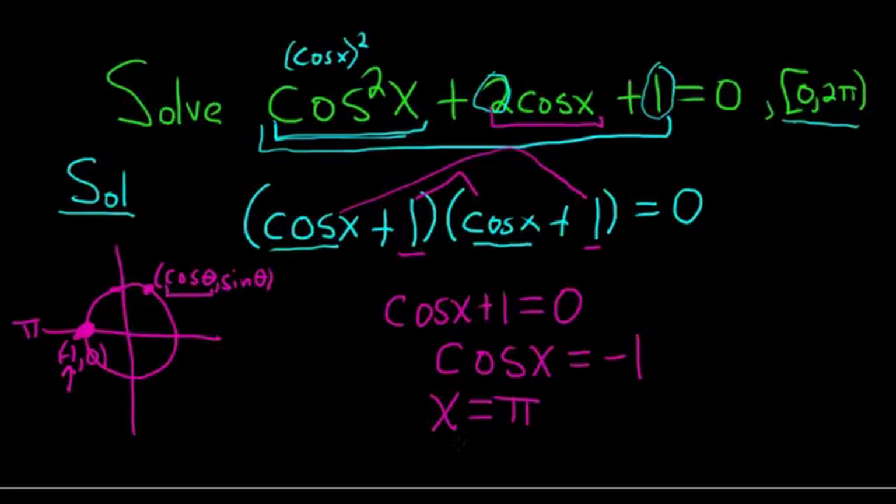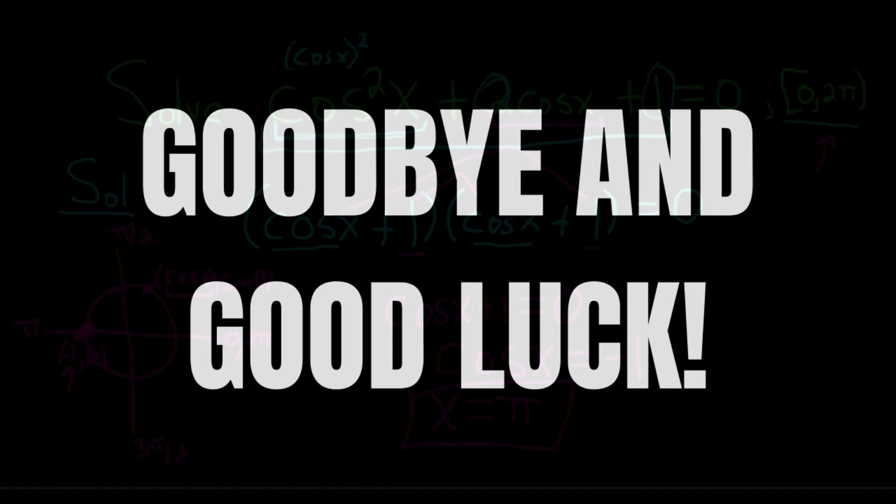Are there other answers where this is true? Yes, but they're not inside this interval 0 to pi. Right? This is 0, which is the same thing as 2 pi. This is pi over 2, and this is 3 pi over 2. So you would have to go all the way back around the unit circle to get back to negative 1. So the only answer in this case is x equals pi. I hope that made sense.